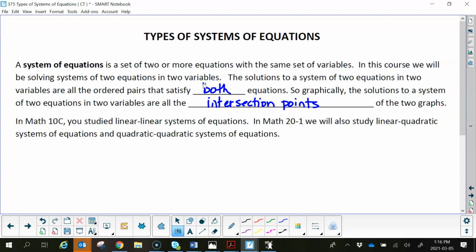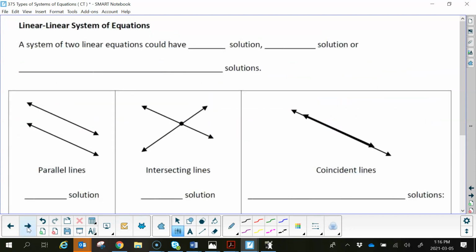In Math 10C, you studied linear. In 20-1, we also studied linear quadratic, and quadratic quadratic. That's what we're doing today. So for a linear system, you could have two parallel lines. These will have no points of intersection, so no solution. They're the same distance apart all the way. Intersecting lines have one solution, an x value and a y value, but that's considered one solution. Their slopes are different.